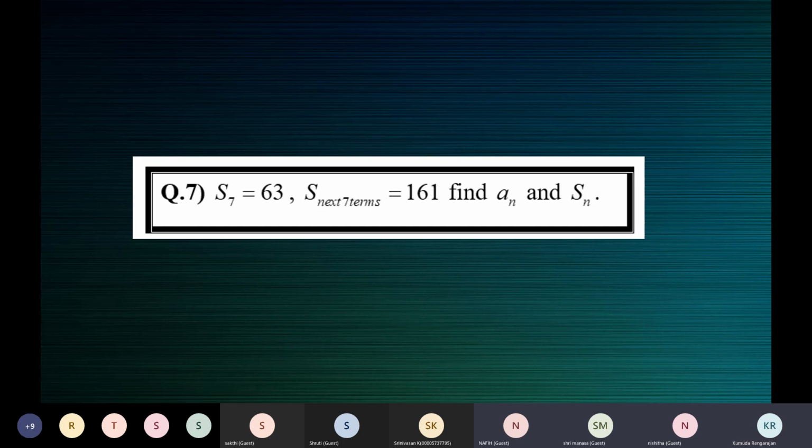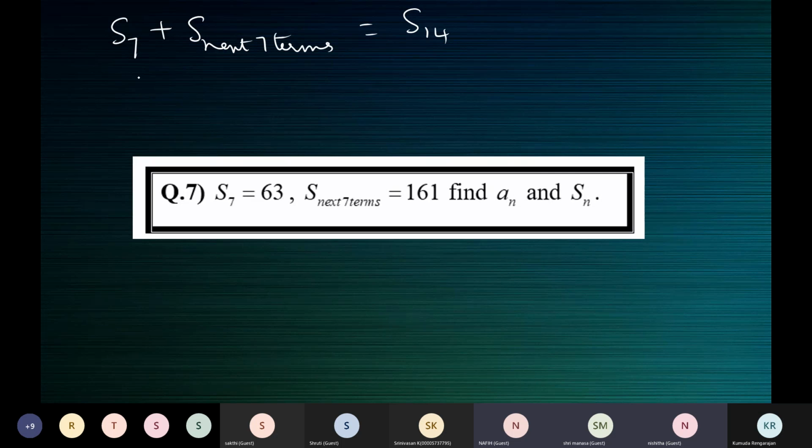The first equation, S7 is 63, remains the same, children. Now, the second equation can be created like this. Sum of the first 7 terms plus sum of the next 7 terms is equal to the sum of the first 14 terms.